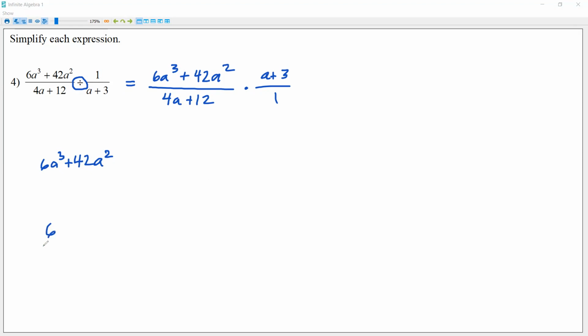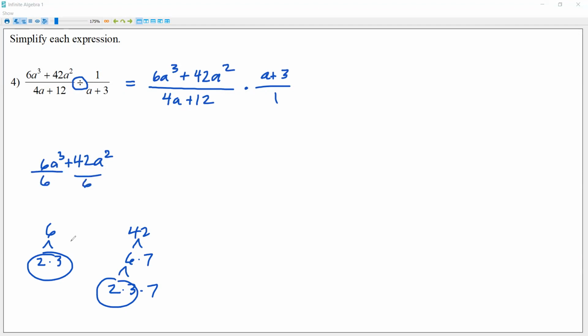So I have 6, which is 2 times 3, and I have 42, which is 6 times 7, which is 2 times 3 times 7, right? So they both have a 2 times 3 in them. In other words, they both have 6 in them. So I know I can divide that out. This one has 3 a's, and this one has 2 a's. So they both have at least 2 a's in common. So I can take that out as well.